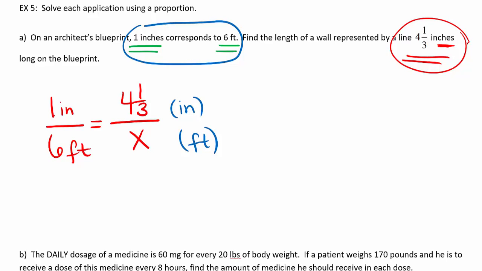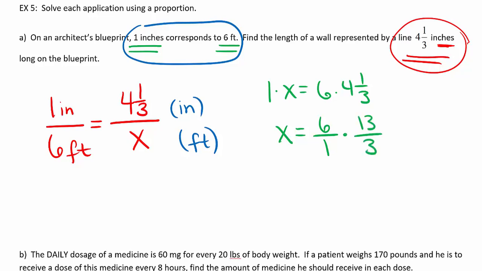So now that I have the proportion written, I can set the cross products equal. 1 times x equals 6 times 4 1/3. I'm going to write the 6 as a 6/1, and 4 1/3 is the same as 13/3. And then I can multiply straight across. Well, there's a common factor of 3 here. I might as well cancel that out. And I'm left with 26/1, or 26 feet.